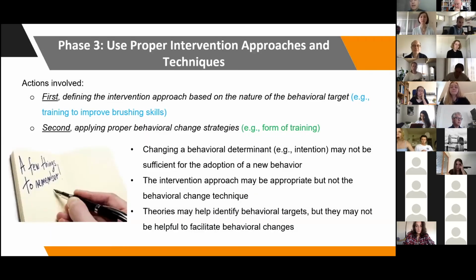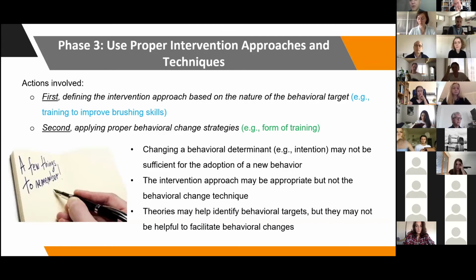So then, let's say that after you define the behavior, you determine the factors that you need to change that behavior, and you focus on those that you can feasibly change. Then you have to choose a proper approach and proper technique to change that behavior. For example, if the main issue is that people do not have the skills, one of the approaches you can use is training.